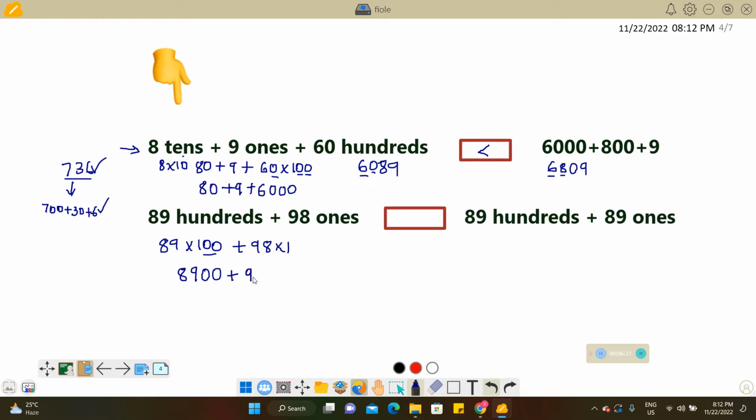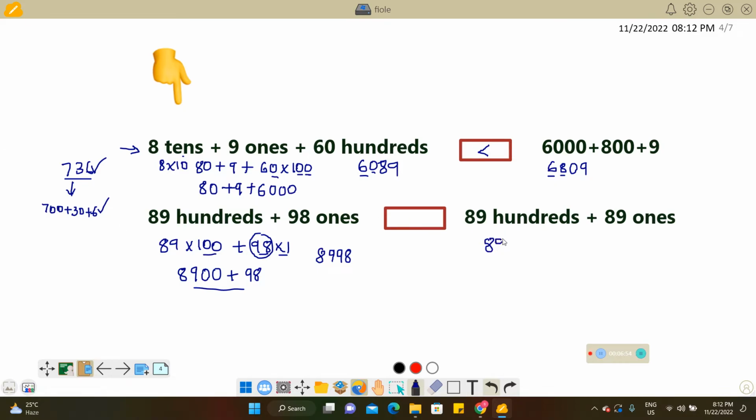98 ones is nothing but just 98, because whatever the number is, when we do multiplication with 1, we'll get the same number. And here let's convert this number into standard form. So this number is nothing but 8998.